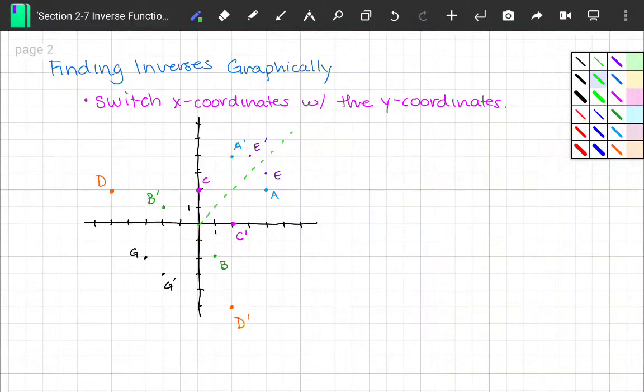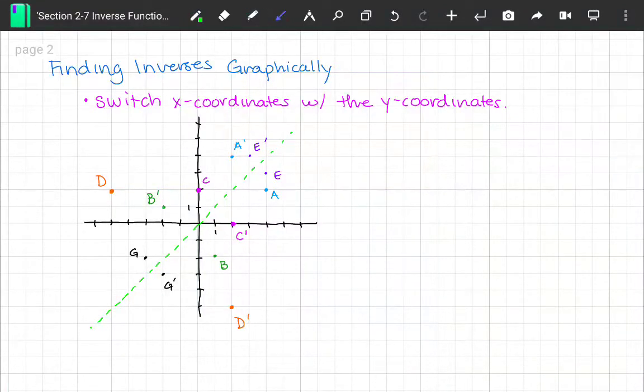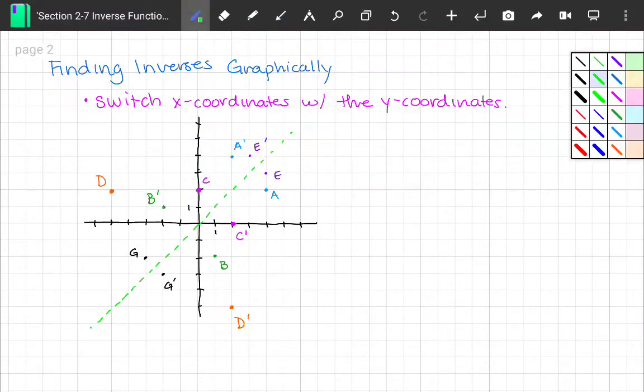This line right here, if we were to reflect this picture along that line, all the corresponding points would line up with each other. E would fall on E prime, A would fall on A prime, C on C prime, B on B prime, D on D prime, G on G prime. They're all a reflection about this, and this, you should know, is the line y equals x.